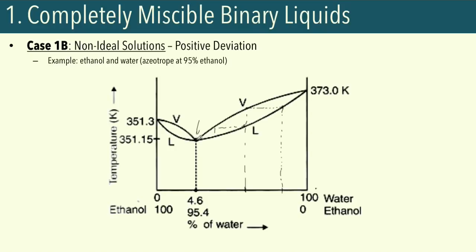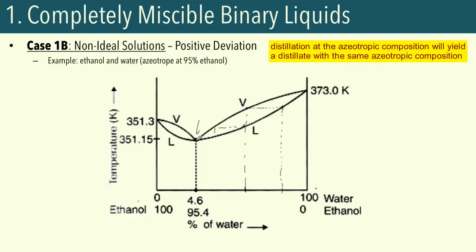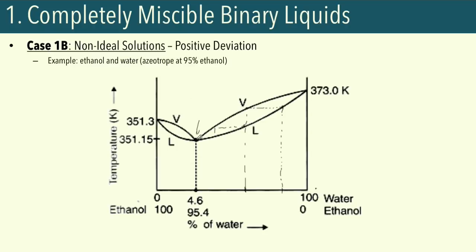So if you collect a distillate at this point, the distillate is going to have the same composition. So there is no effective separation that can occur beyond the azeotropic composition. Even if you start over here at, say, 98% ethanol and you try to distill, it's ultimately still going to end up at the azeotropic composition.